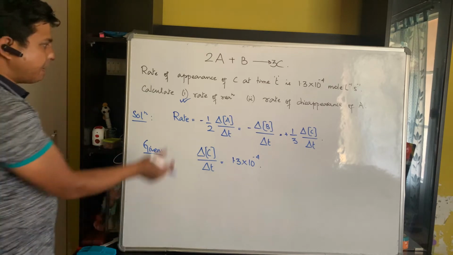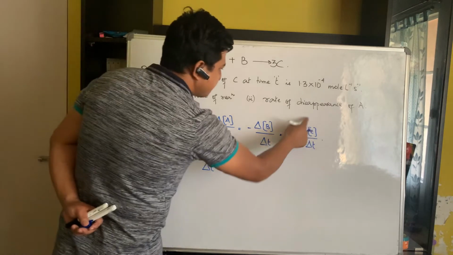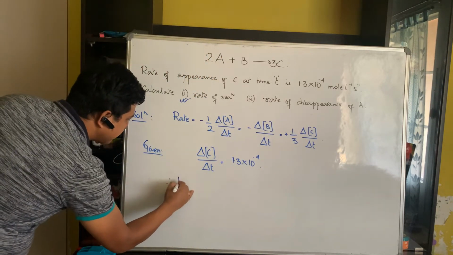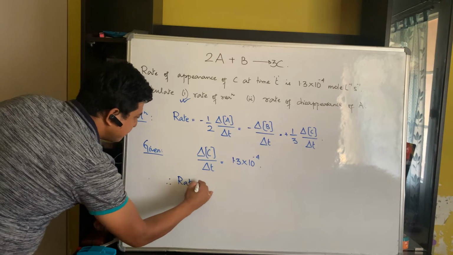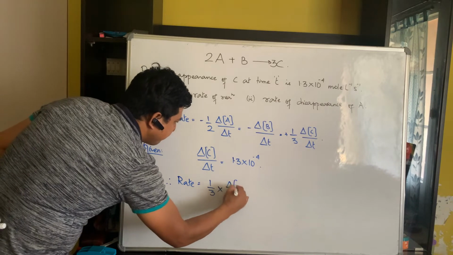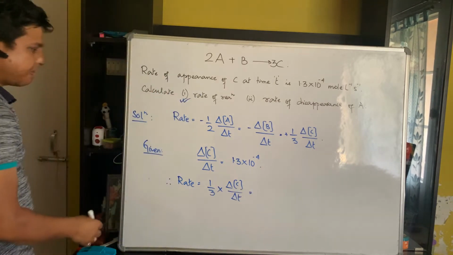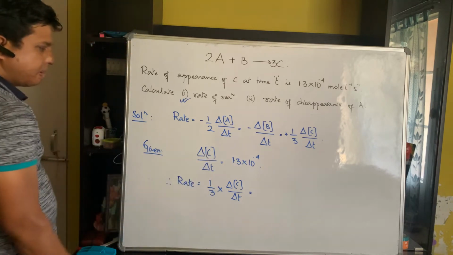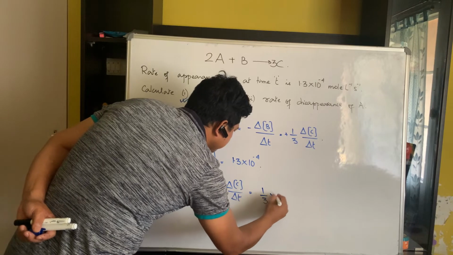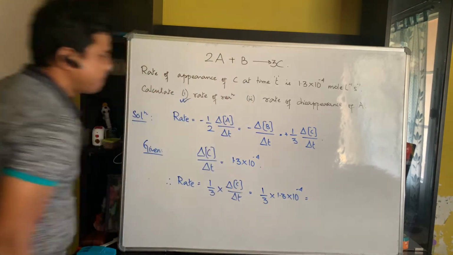So obviously I will express the rate in terms of C because I know this quantity. This is given in the question. So now, what will be the rate? Rate is going to be 1 by 3 times the rate of appearance of C, whose value is given. The value of del C by del T is given. So what will be the value of rate? 1 by 3 into 1.3 into 10 to the power minus 4.